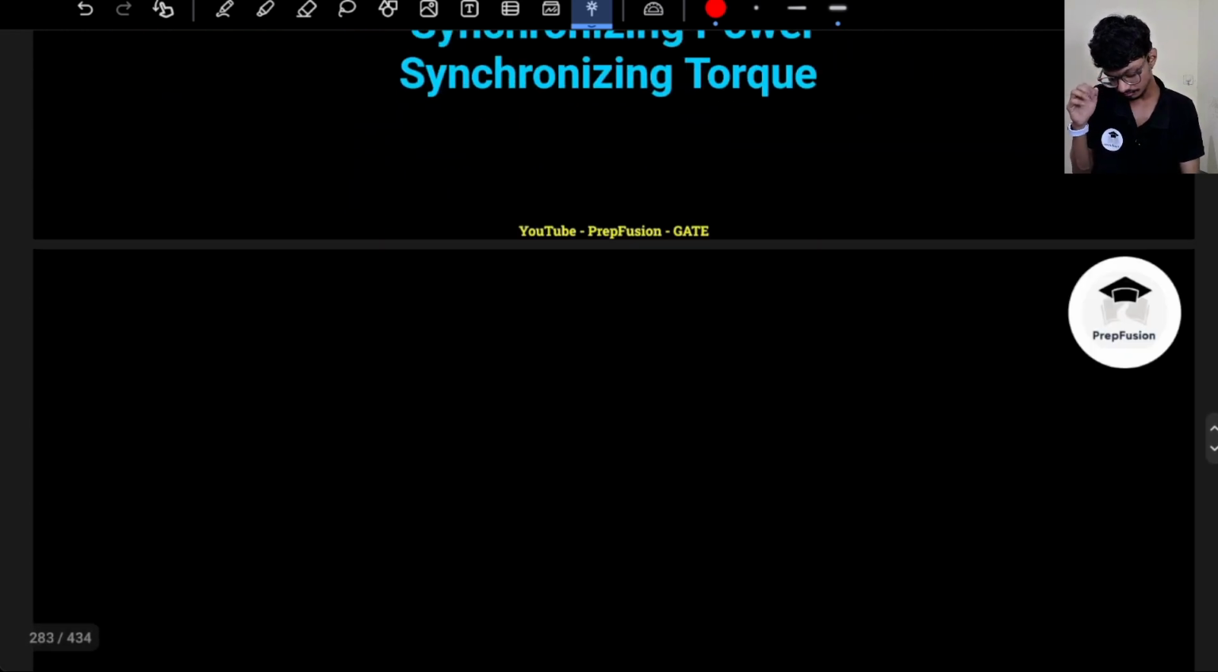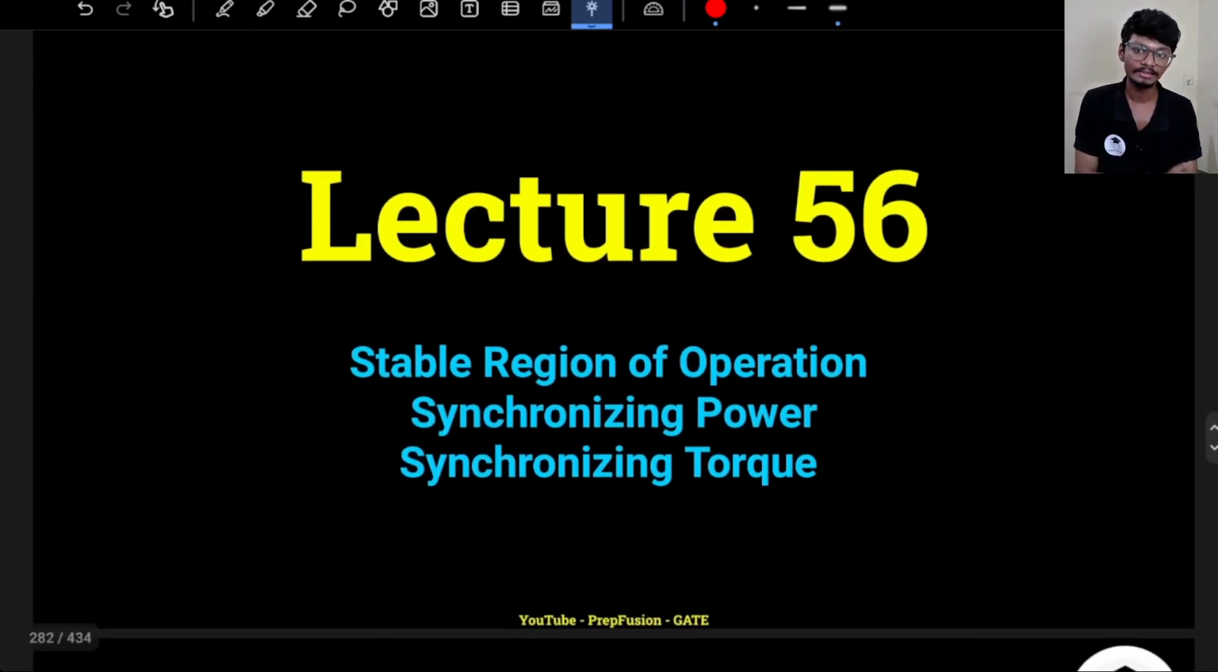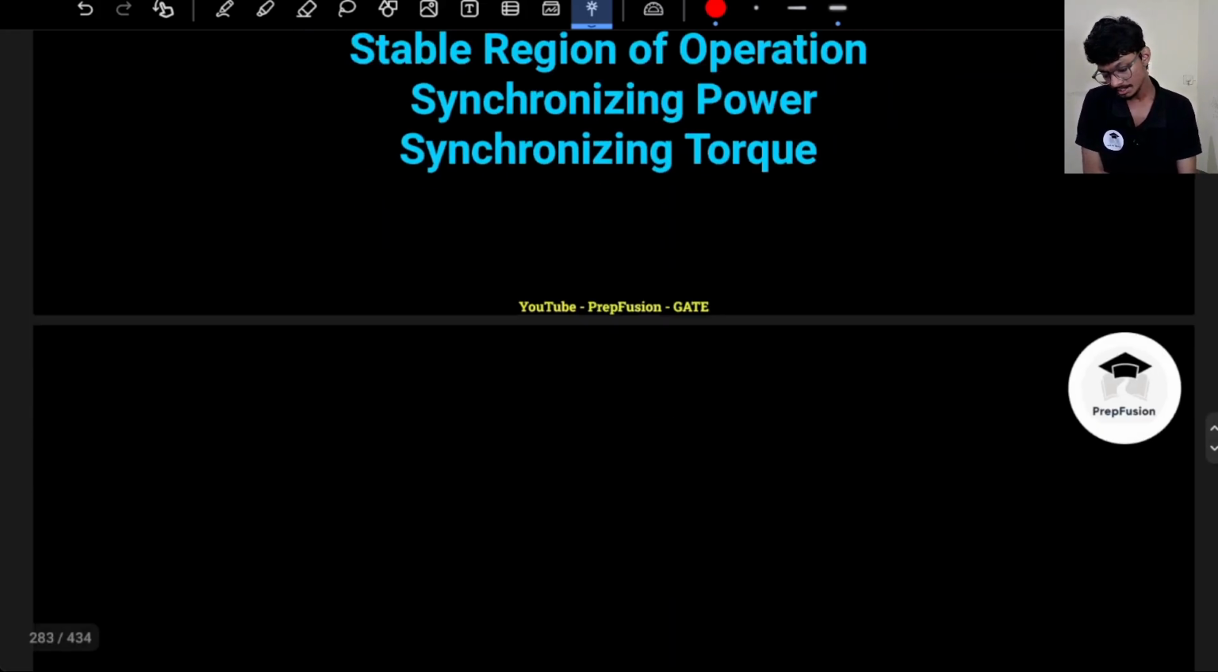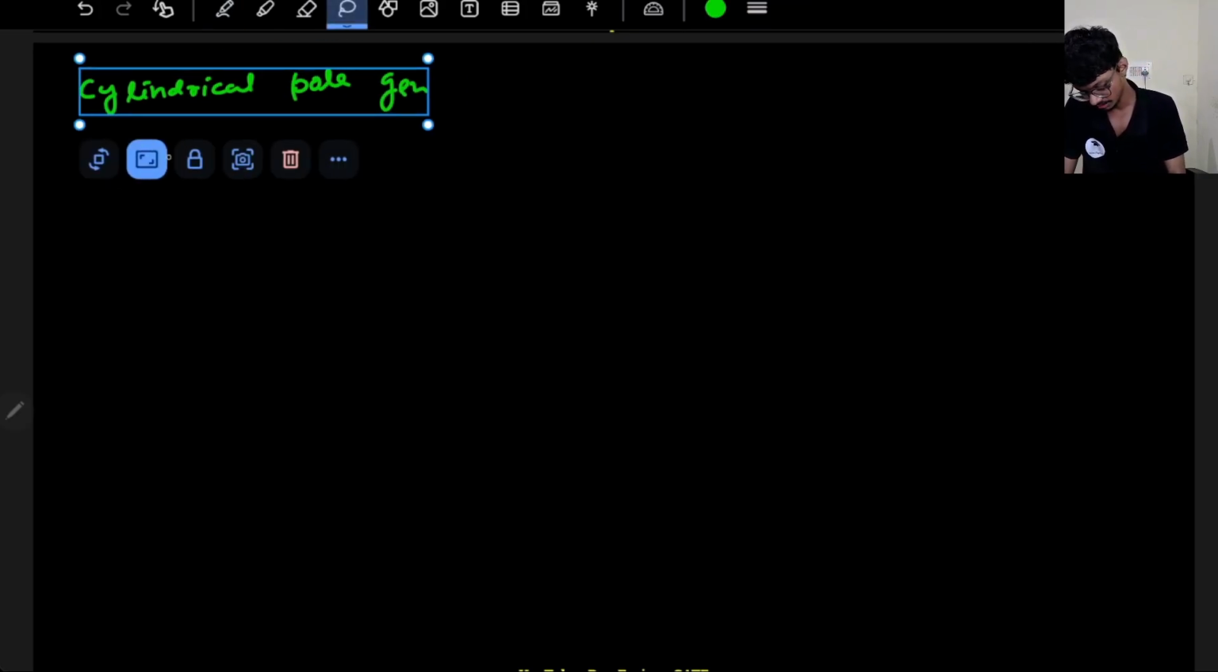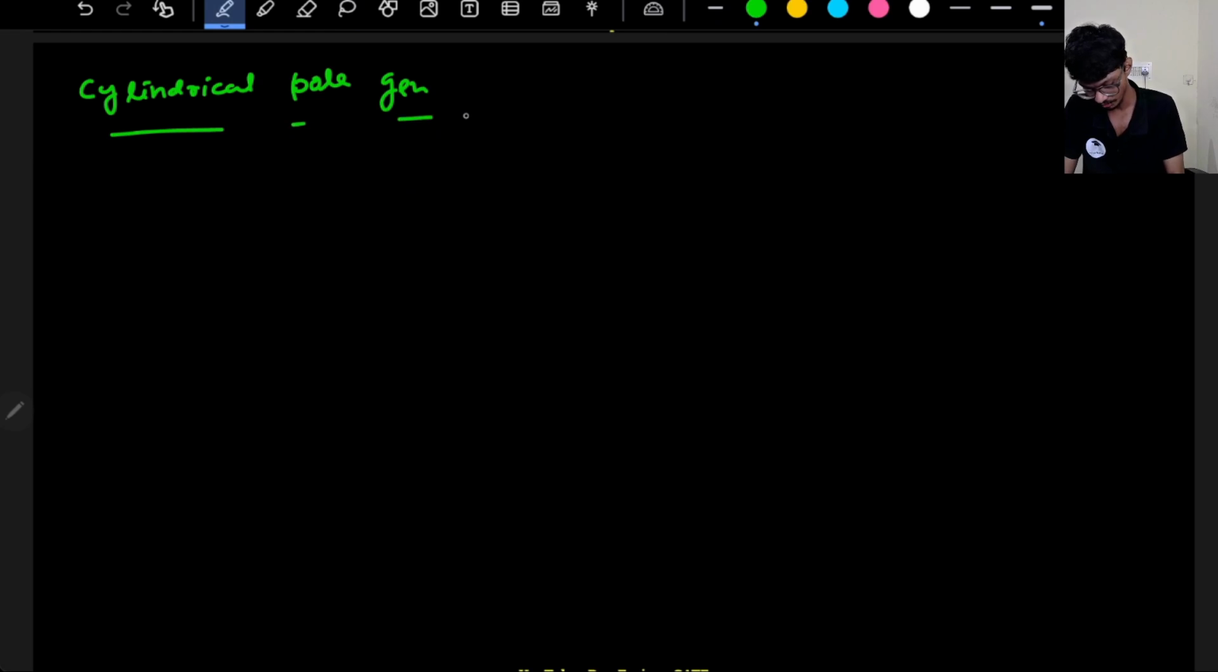So now let's come to the stable region of operations for synchronous machines. What are the stable regions of operations? Let me first start off with the most basic equation: cylindrical pole. Motor we can start. Motor, generator does not matter. I can start with generator as well, because the active power expression will be same, it will not change because it is a lossless line.